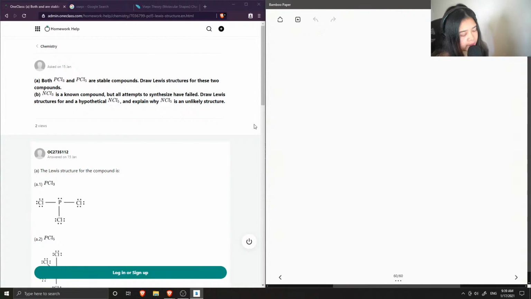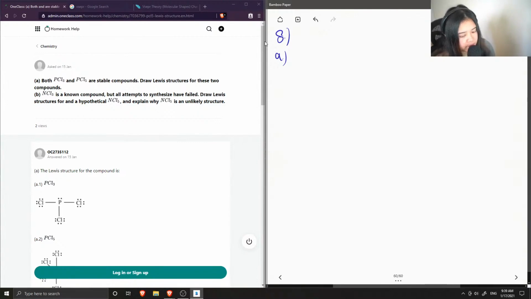Okay, so question number 8 is a two-part question. Both PCl3 and PCl5 are stable compounds. Draw Lewis structures for these two compounds. And part B, nitrogen trichloride is a known compound, but all attempts to synthesize it have failed. Draw Lewis structures for NCl3 and a hypothetical nitrogen pentachloride and explain why this is an unlikely structure.